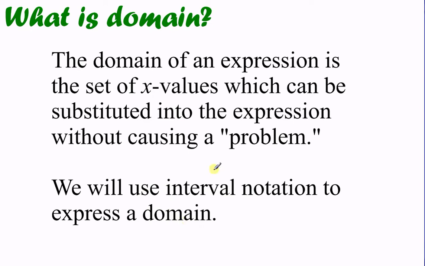So for example, if for some reason our problem could only use numbers that were 2 and above, we would use a bracket 2 going off to infinity to say these are the values we can use, don't use anything else, because anything else would be an issue.